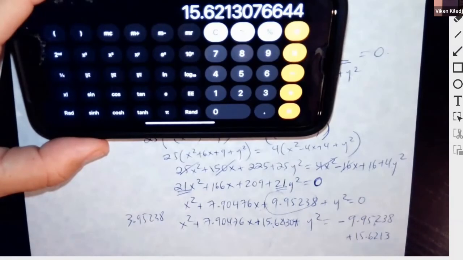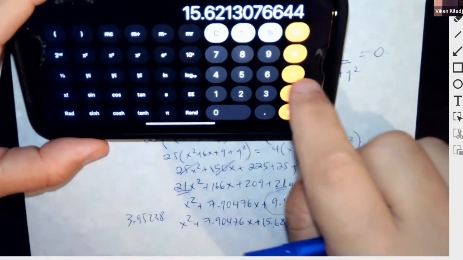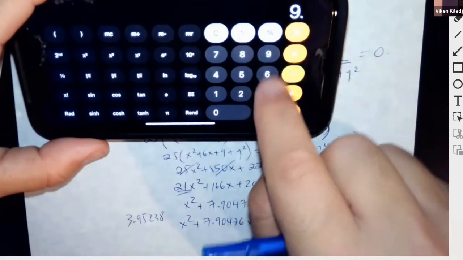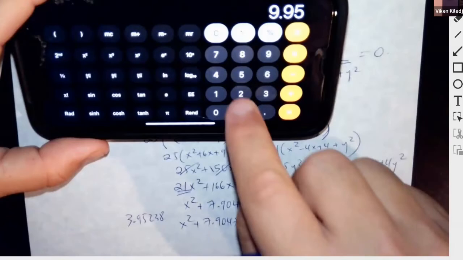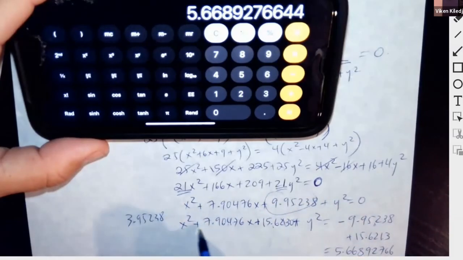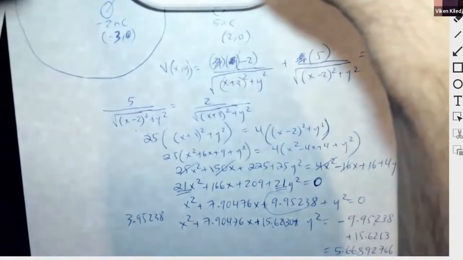Then subtract from this 9.95, so I can just keep it on the calculator and then go minus 9.95, 238. And then you got this thing. So then what's this? It's going to be a perfect square, right?